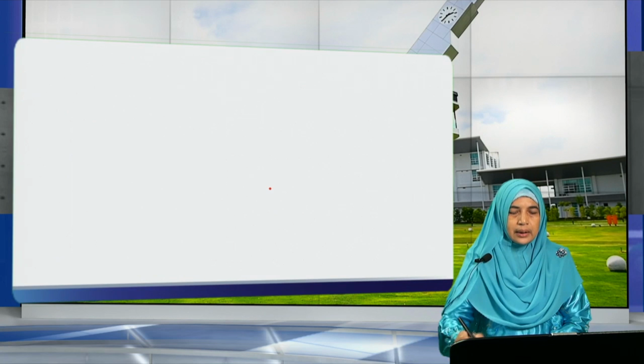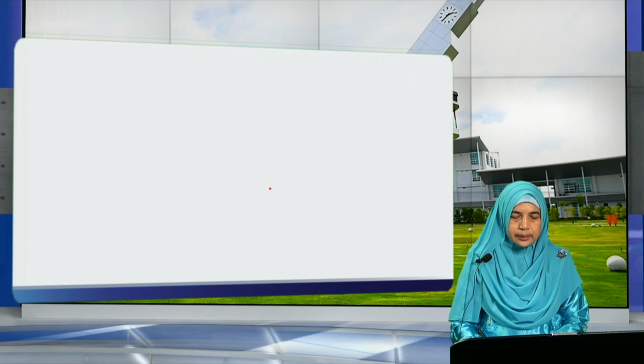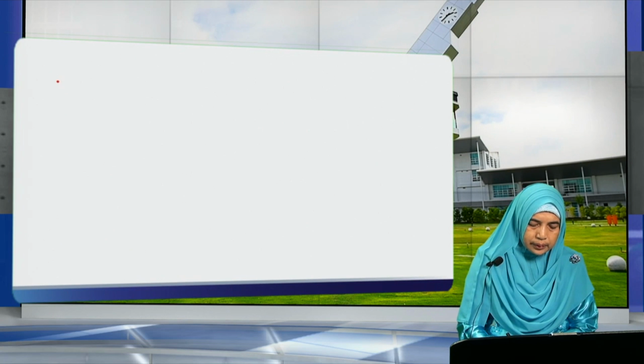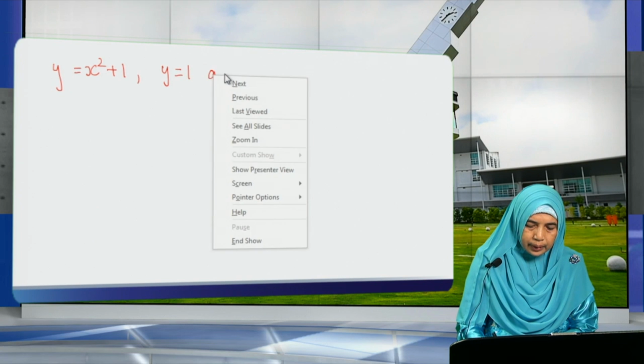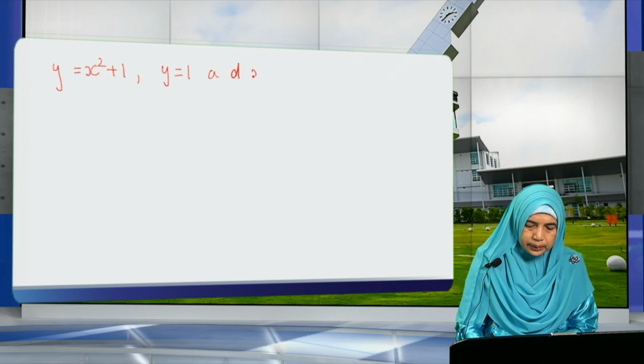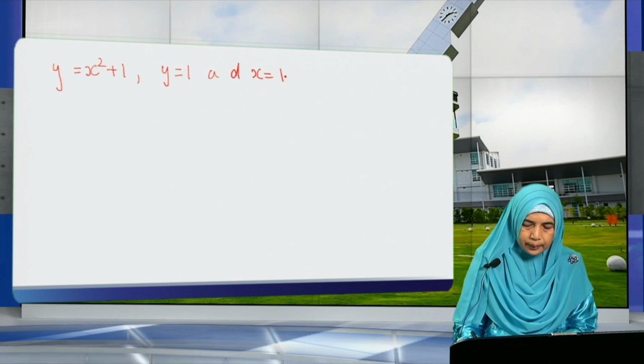So let's look at that region. We have the region y equals x squared plus 1, which is the parabola, and then the line y equals 1, and another line, x equals 1. We want to revolve it about the y-axis.